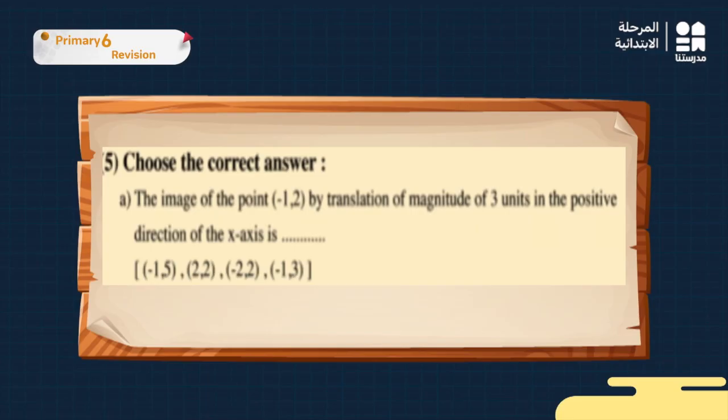My point is negative 1 and 2, so for x I will make negative 1 plus 3. The y, I will not change it. I will keep the y as it is. So negative 1 plus 3 gives me 2, and 2. So my right choice is supposed to be 2.